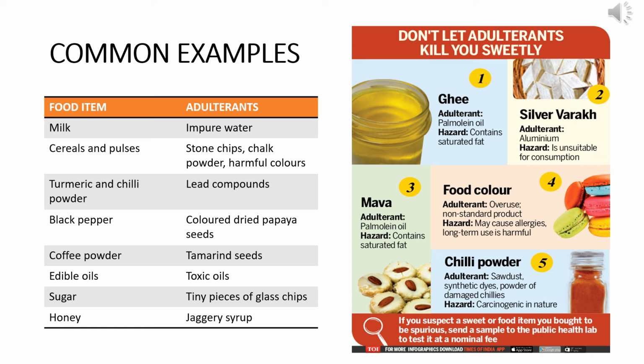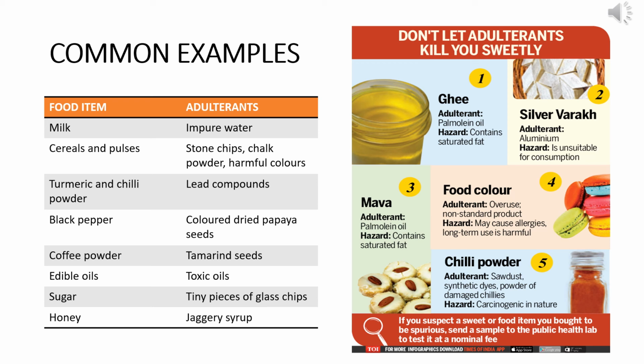Sugar is adulterated by tiny pieces of glass chips, and honey is adulterated by jaggery syrup. Ghee is adulterated by palmolein oil, and palmolein oil is not at all good for our health because it contains a lot of saturated fat and can increase our level of cholesterol.